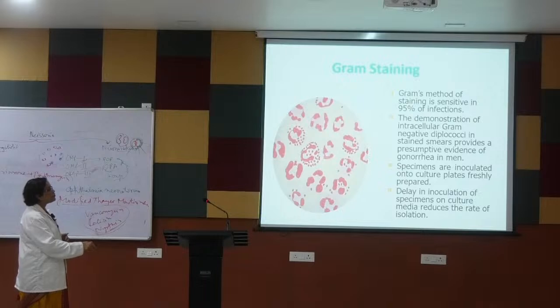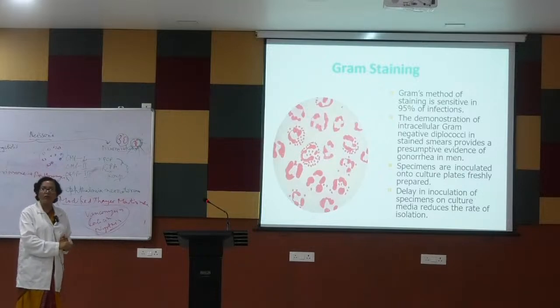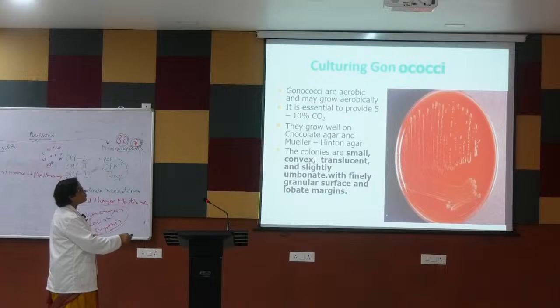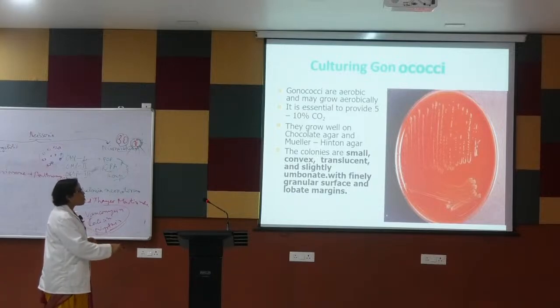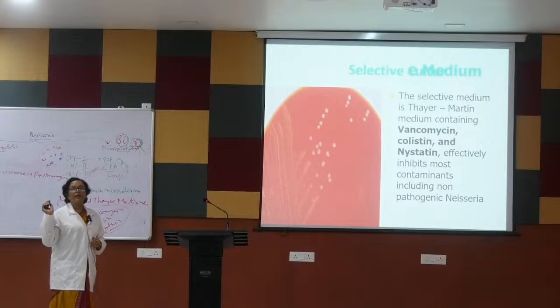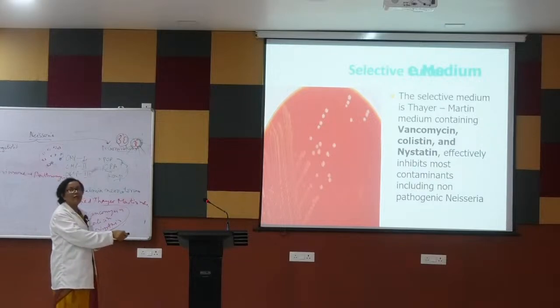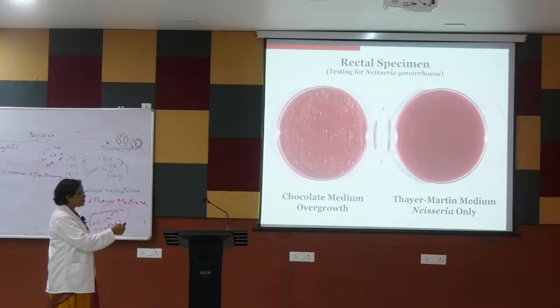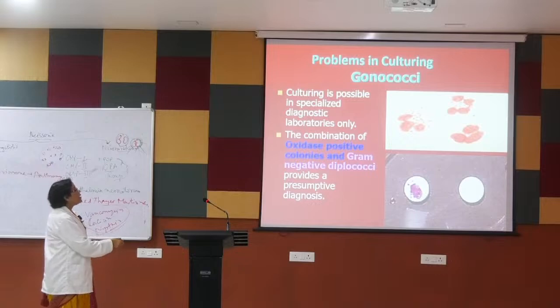Intracellular, you can see them in the cells. Culture needs 5 to 10% carbon dioxide. Colonies are small, convex, finely granular with a smooth surface. Selective media usually contain vancomycin, polymyxin. Chocolate agar. Biochemical tests: oxidase positive. Look again at this nice picture, the diplococci together within one cell.